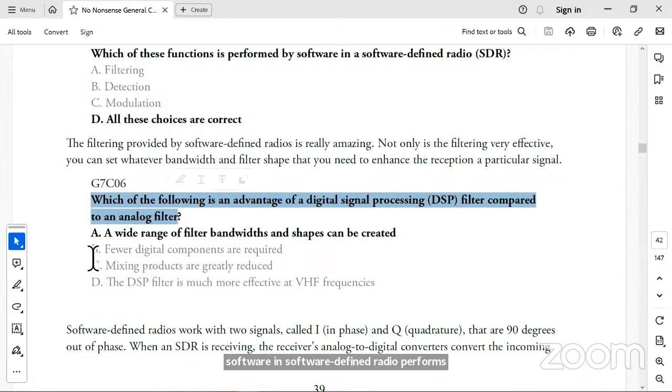Next question in question pool. Which of the following is an advantage of a digital signal processing filter compared to an analog filter? So let's dissect this question. What are they asking us? They're asking us for an advantage, but of what over what? They're asking us for DSP, or digital signal processing filters, as opposed to analog filters. So what advantage do digital signal processing filters, or DSP filters, have over its analog counterpart? And the answer is a wide range of filter bandwidth and shapes can be created using DSP circuitry.